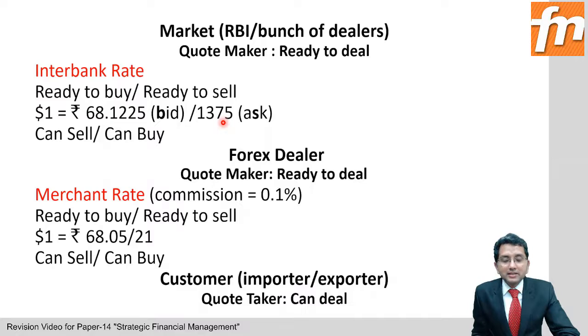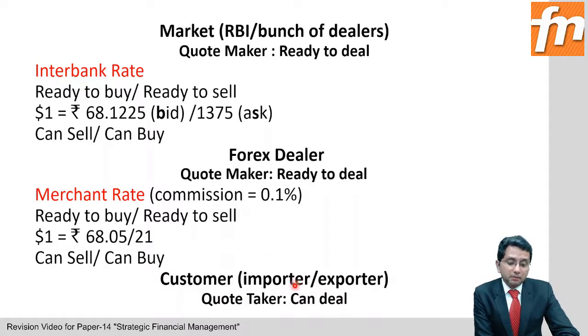So in turn, forex dealer will not reply to the customer that we will sell dollars to you at 68.1375. It will say we will sell dollars to you at 68.21. So market will sell at 68.1375 and dealer will sell it at 68.21. That is by adding 0.1% margin, which is roughly 7 paisa. This is roughly 14 paisa. This is 21 paisa. So roughly 7 paisa per dollar will be the dealer's income.